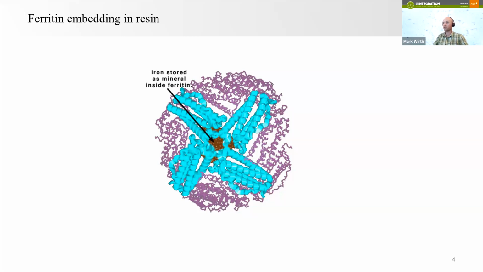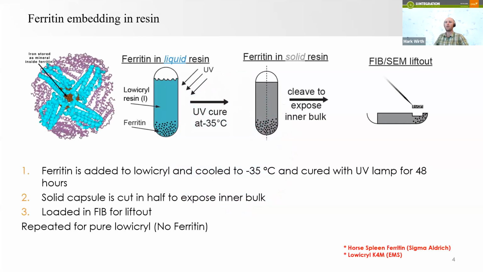So to get this into the atom probe, the ferritin had to be suspended in liquid resin, which was cured, and then we did a FIB-SEM liftout. The resin used was LR White, which has no nitrogen-containing compounds, allowing us to look at the protein and the resin and discern the actual protein from the resin based on where there is and is not nitrogen.